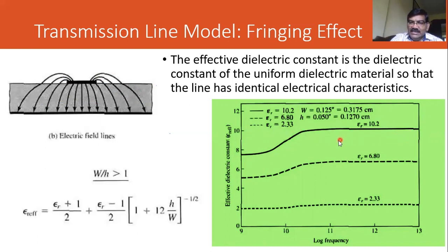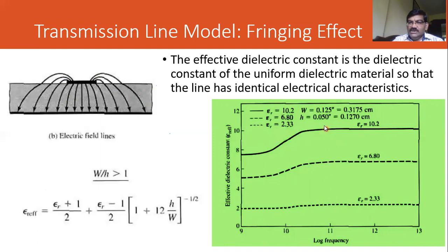So we can see the fringing effect has less impact at the higher frequency, but a significant impact at the lower frequency. With reference to the dielectric constant value also, if the dielectric constant is in the range of 2, it has almost a straight line. But as you increase the dielectric constant, it changes over the frequency.